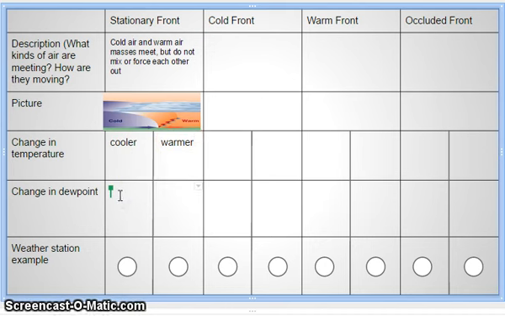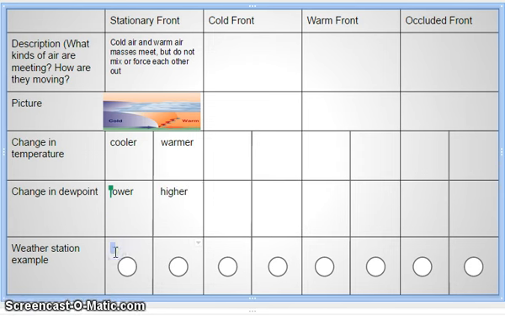The dew point. In cold air, the dew point is going to be lower because cold air does not hold as much water as warm air. And so in a warm air mass, the dew point is higher.